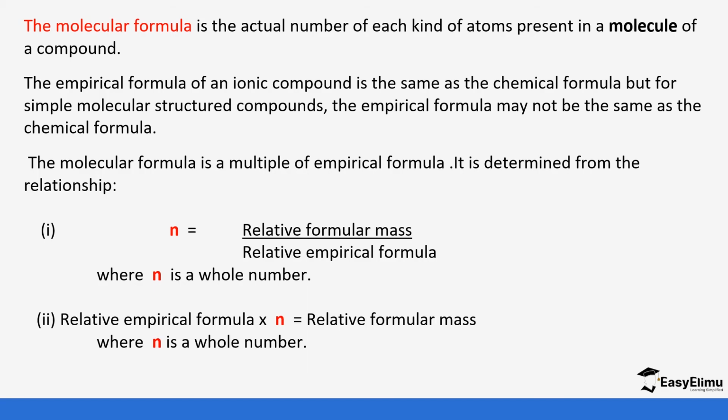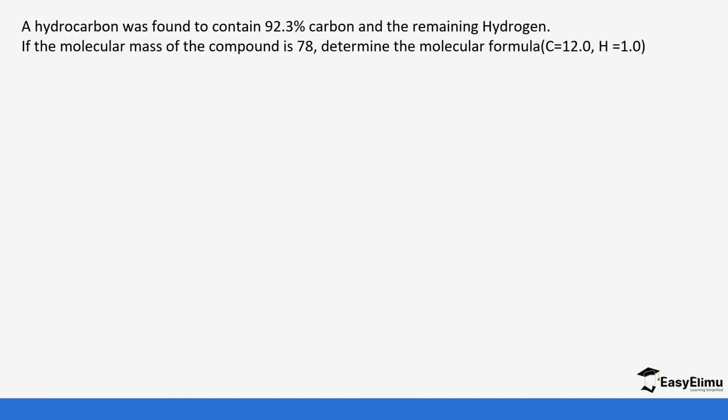The molecular formula is a multiple of the empirical formula, and it is usually determined by this method. You take the relative empirical formula multiplied by n, where n is a whole number, is equal to the relative formula mass, or the relative molecular mass. So this is the formula we are going to be using. We will find the empirical formula in the same manner we did in the previous video. But when we get to the final answer, we will use the relative formula mass to get the molecular mass. So this is what we mean. Let's do a few questions.